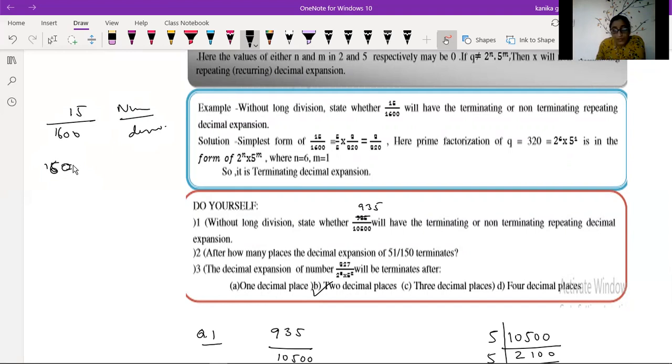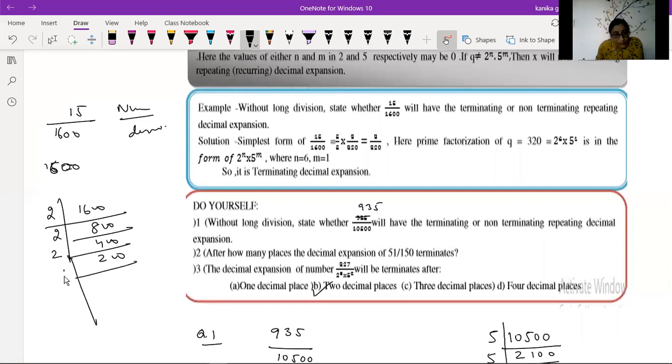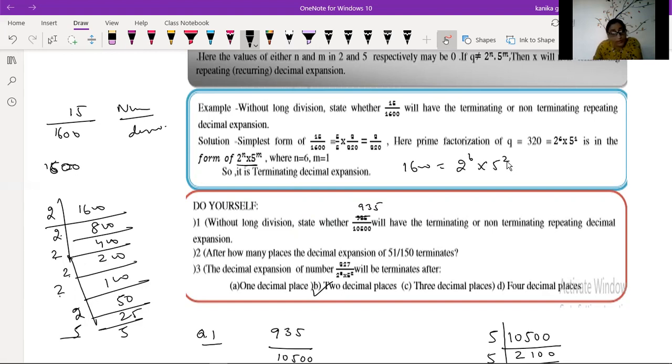When you make the prime factorization of 1600, 2 comes 6 times, so 2 raised to power 6, and 5 comes 2 times. So 1600 can be written as 2 raised to power 6 into 5 raised to power 2. So the denominator is of this form. So it is the terminating decimal form.